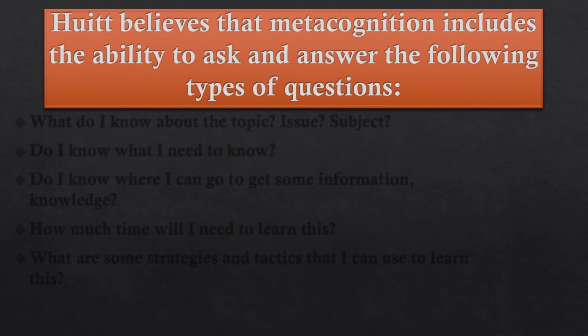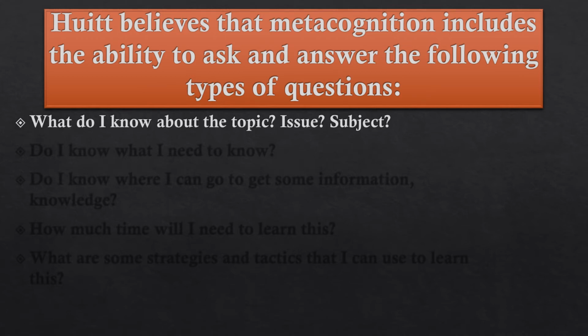We also have here WIT. WIT believes that metacognition includes the ability to ask and answer the following types of questions. If you're asking these questions, then you are making use of metacognition. Number one, what do I know about the topic, or about the issue, or about the subject? So if you are asking this yourself, ano ba itong topic na ito? Did I already meet this before? Have I already encountered it before? If you are asking that yourself, then you are making use of metacognition.